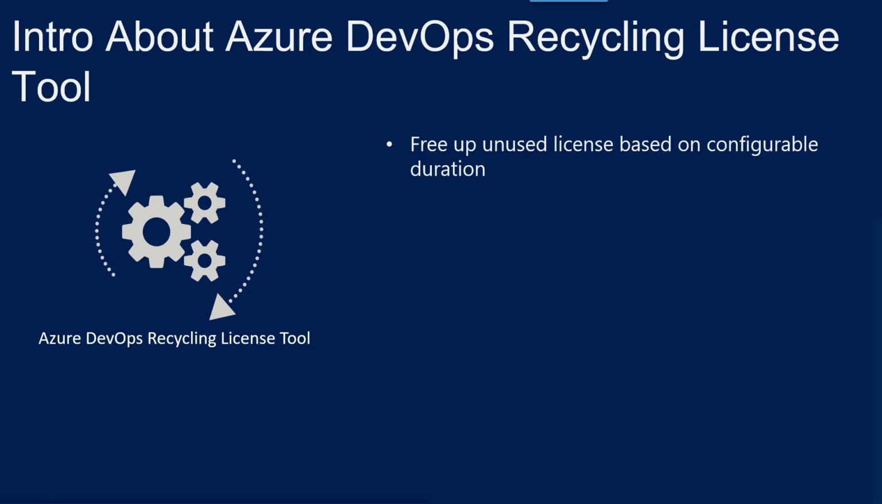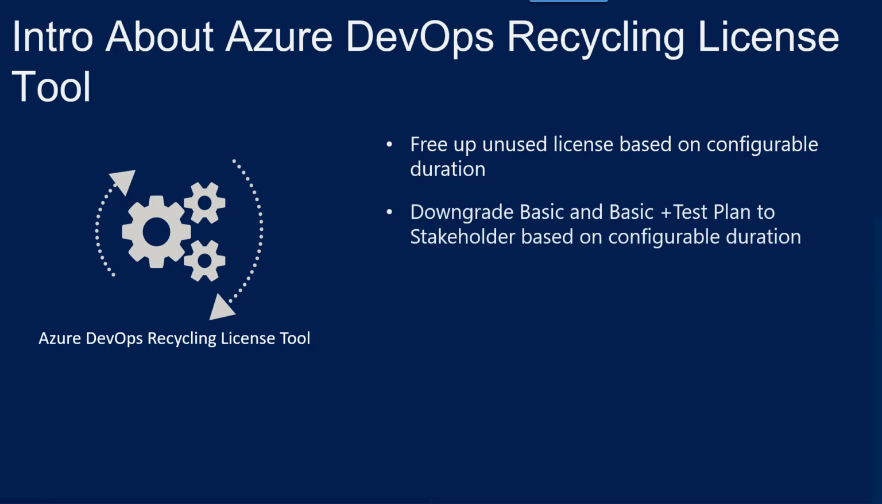So the main idea here is to get the best cost-effective utilization of the licenses within a global organization. As I explained, I can downgrade from basic or test plan to stakeholder. So again, I can free up or remove the user from the organization, or I can downgrade the license, and both of these options are configurable. I can also have several switches to enable and disable the options, because for example, I can only delete users, I can only downgrade users, or maybe I can switch on both of them.